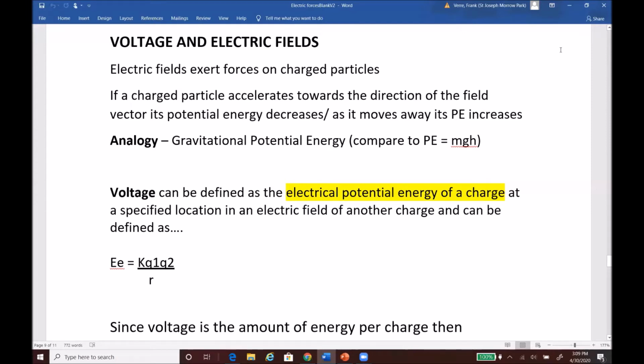And what we're going to do today is introduce electrical potential energy. What does that have to do with voltage? If you remember last time when we talked about gravitational potential energy, you learned in grade 11 how to measure change in potential energy. If you take an object and lift it, it increases in potential energy. As you bring it closer to the surface, it decreases in potential energy.